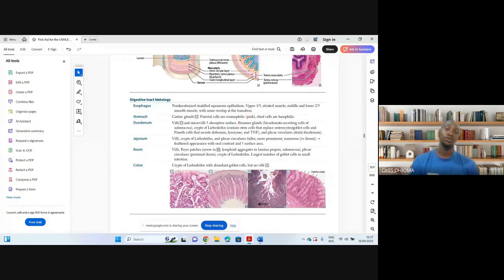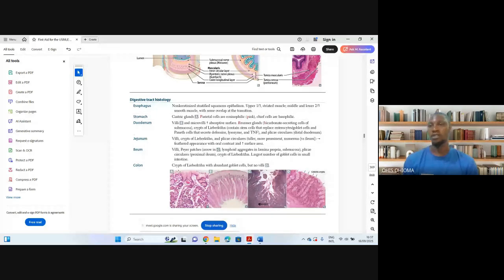This is very high yield for you guys to know. The Brunner glands are more in the duodenum because the duodenum is exposed to a very large amount of acid, and so bicarbonate needs to be created to neutralize that acid. There are also the Paneth cells. How I remember them, they're like the defensive cells of the duodenum.